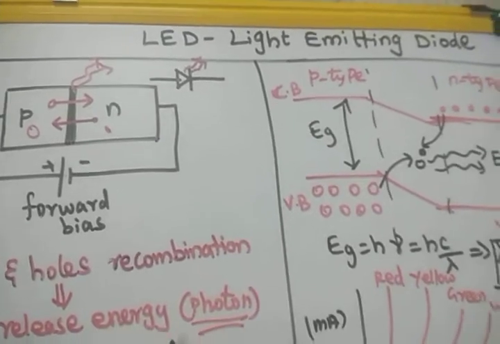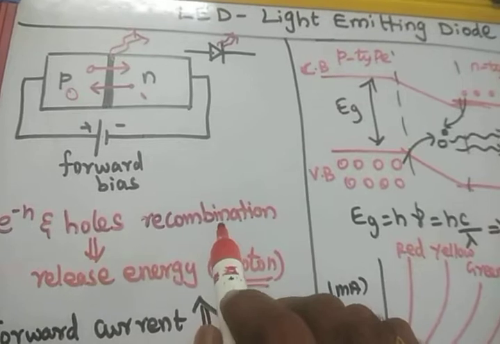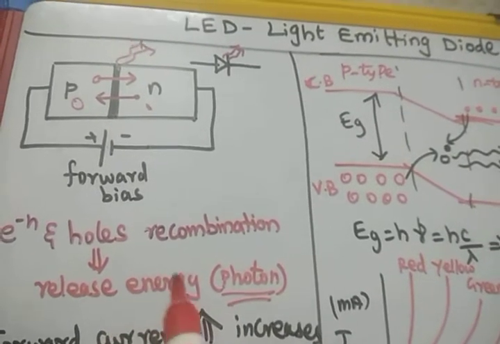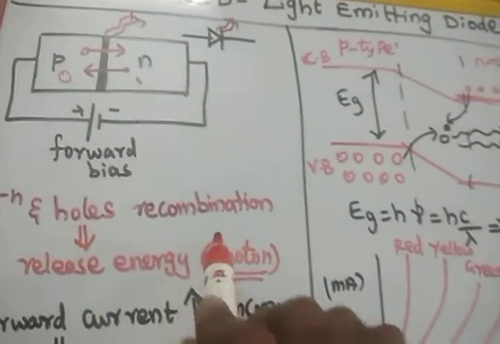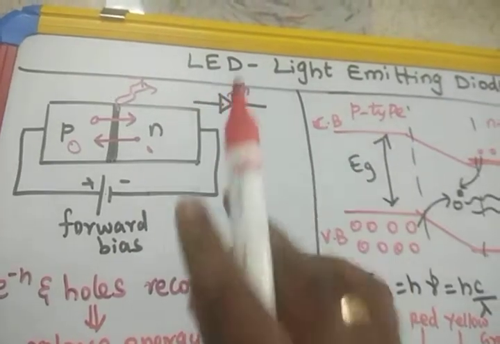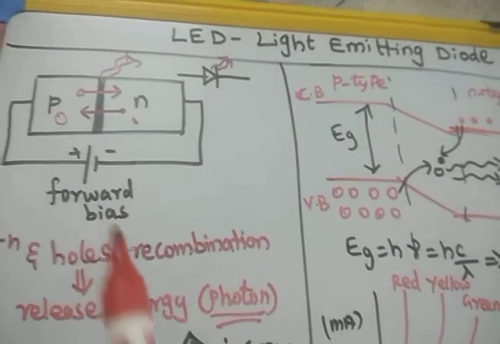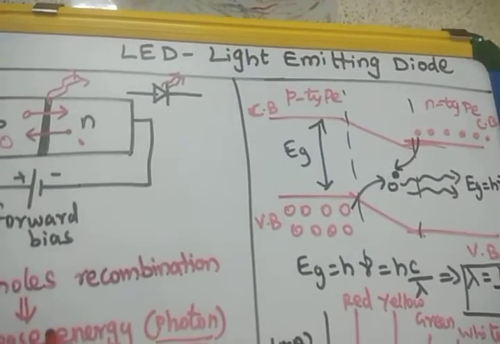In a normal PN junction diode, during the electron hole recombination, heat energy is released. Here, light energy is released. Both are diodes, both are forward biased. So the PN junction diode is only forward biased. When heat is released, it means a normal PN junction diode. When light energy is released, that is a light emitting diode.